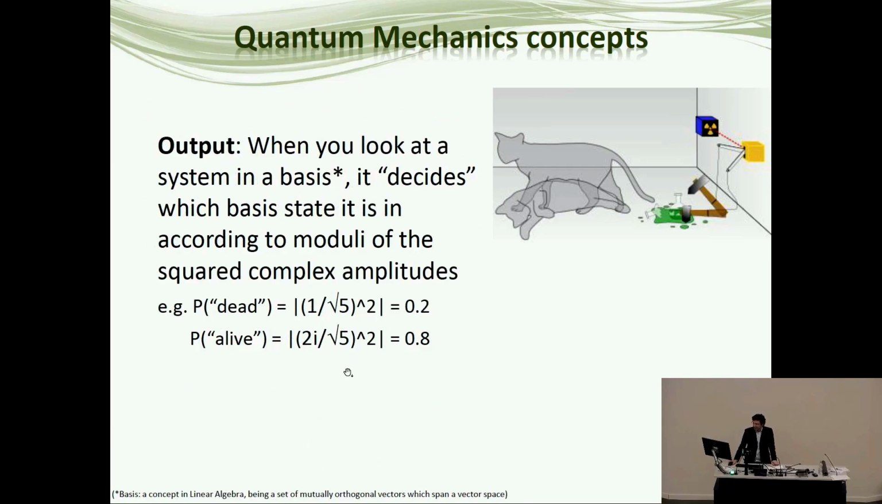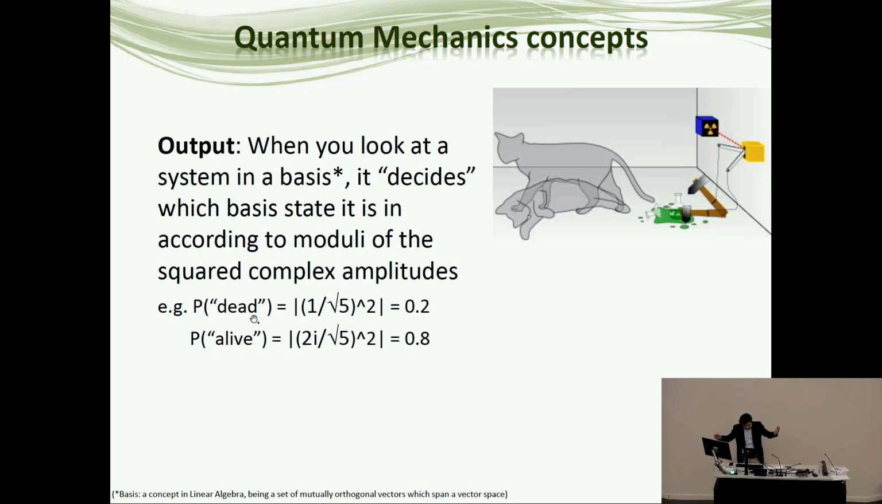So if we take the cat example, we can see I'm squaring the two numbers. And now you understand why I put the square roots of 5 in there as amplitudes, because I've set this up so that the probabilities do in fact add to 1. Okay? And this gives me the probability that I will actually see a live cat or a dead cat.